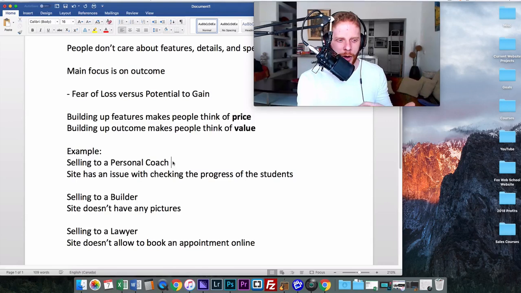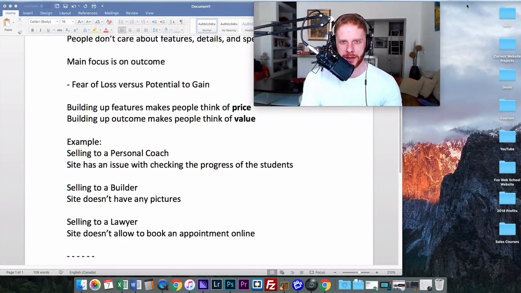You're linking what your product or service does with the outcome or the results that they want and showing them exactly what it means to them in terms of time, in terms of freedom, in terms of potentially more income, whatever their goals are with this business. All right, so let's do another one.